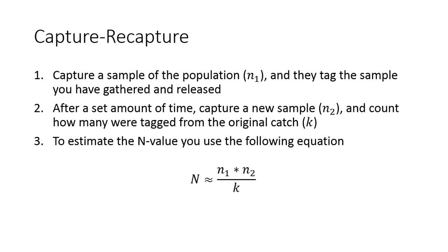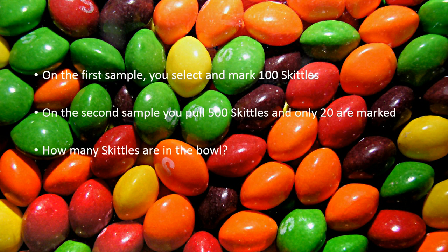Now this isn't exact because it's an estimation. So we can say it's about 300, or it's about 2,304,000. It's not going to be exact, but we can get a good estimate of what it is. Now, back to these Skittles and M&Ms. The first pull of Skittles that we pull out and we mark and tag, we tagged 100 of them.